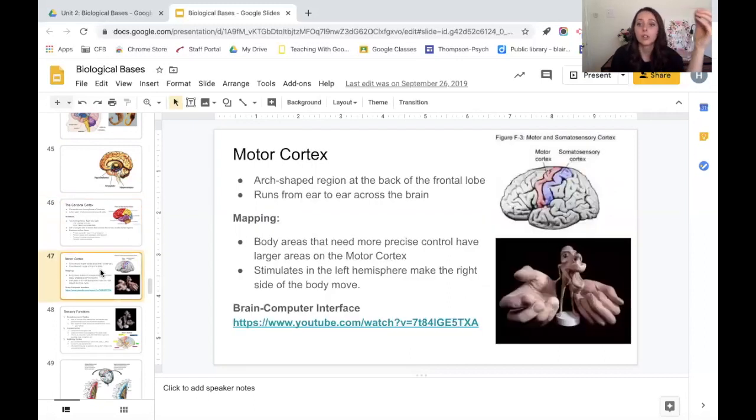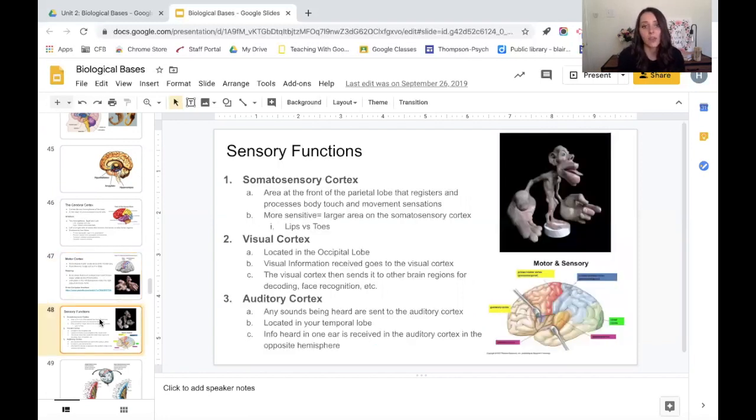We have our motor cortex. Remember, the motor cortex and the sensory cortex are like two nice headbands across the top of your brain. Motor cortex obviously controls your movements. And if you need precise control of something, like I said, writing or knitting, that part of your motor cortex is going to be a lot larger than something that doesn't need as much precise control. And that is the same thing with your sensory cortex as well.